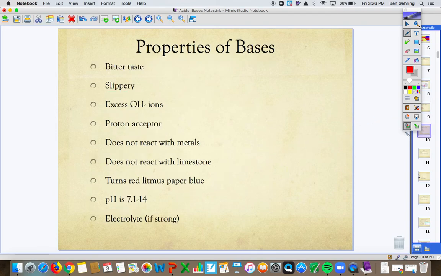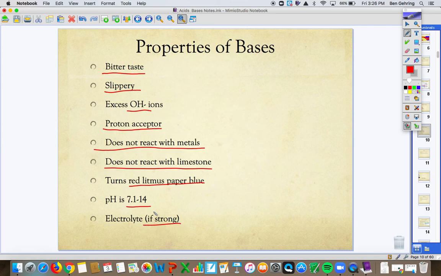On the flip side, we have bases. Bases have a bitter taste. Think of the time when you got in trouble with your parents and Mom put soap in your mouth. Soap is a base, has a bitter taste. It's slippery. Again, think soap. Bases have an excess of hydroxide ions. So acids have the excess hydrogen, bases have hydroxide. They are proton acceptors instead of proton donors. They don't react with metals. They also do not react with limestone. They turn red litmus paper blue. So again, if you had blue litmus paper, it's already blue. Not going to do you any good to put a base in it. pH between 7.1 and 14. If it's a strong base, we'll talk about these later, it is also an electrolyte as well.